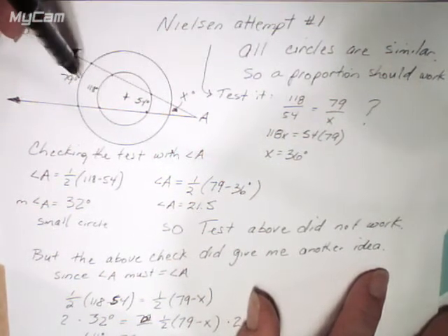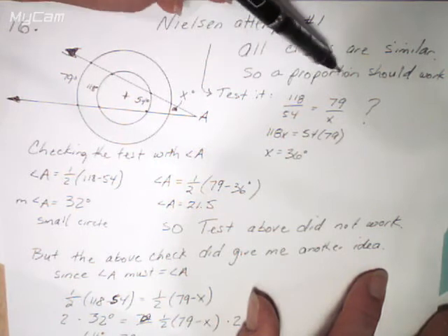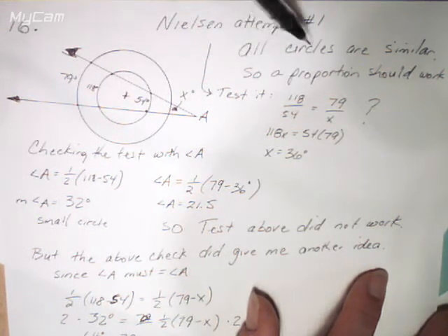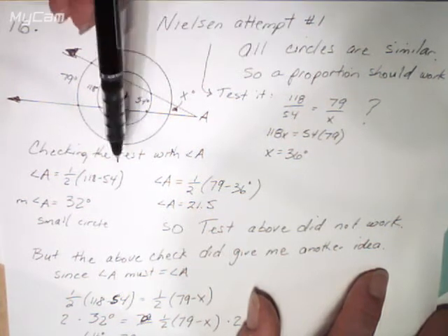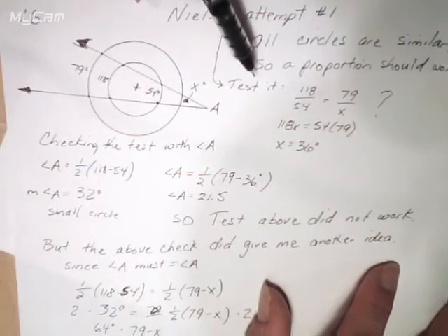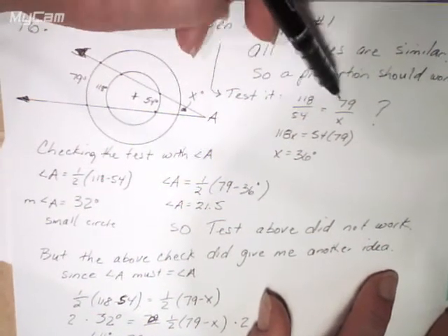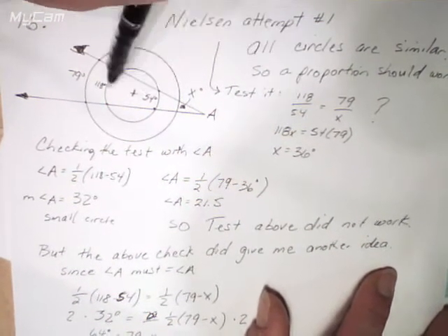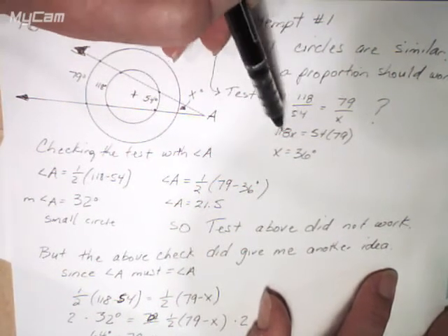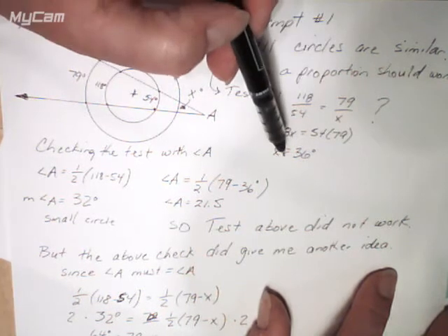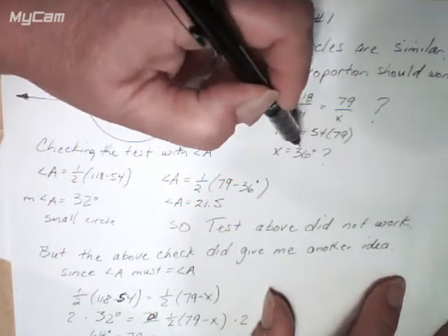I'm thinking, okay, the circles are similar, so a proportion should work. That's my first thought. I'm going to test it though, because there is that subtraction thing going on, so something else might be occurring. So I put together 18:54, biggest to small is biggest to small. I solve for that small angle, and I get x is 36. I'm still questioning, is that correct?